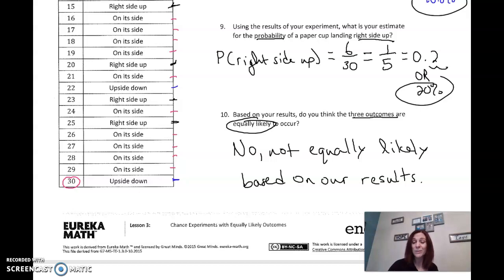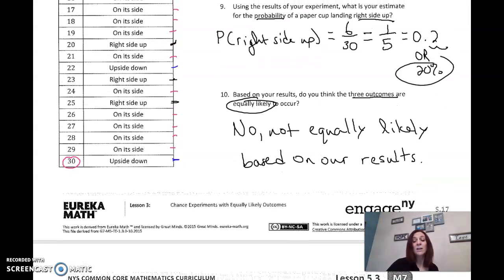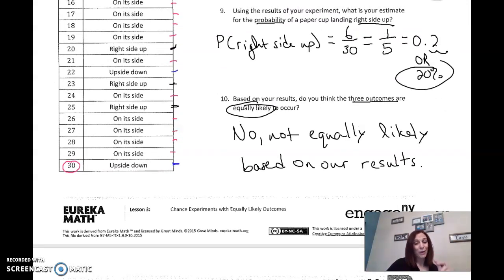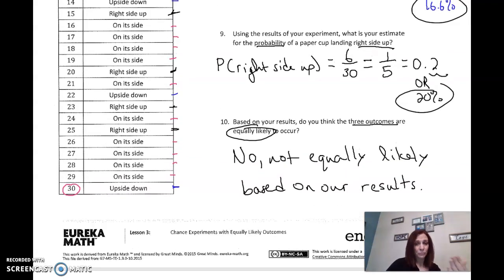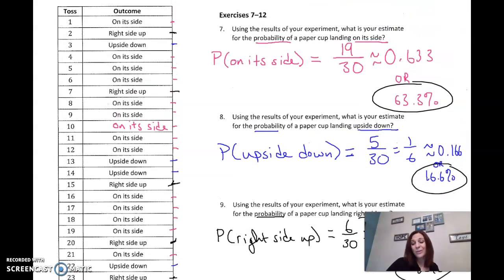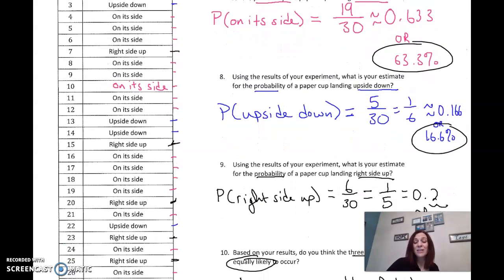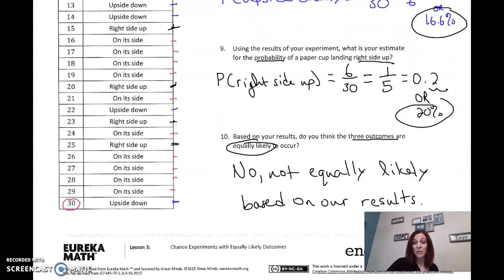Could we run it sometime and get 28 on its side and 2 upside down and null right it up? Yes. Okay. So that's the risk with probability and chance experiments. You're going by what data you've collected. And there really is no necessarily right answer. The more tests you run, though, the closer probably will get to something you would expect.